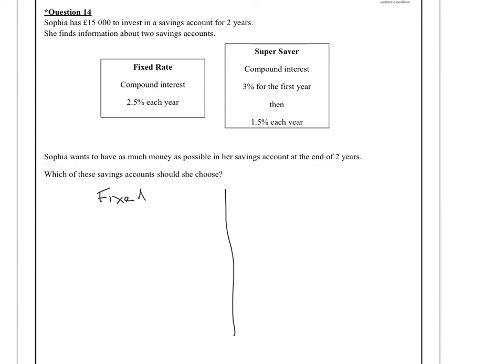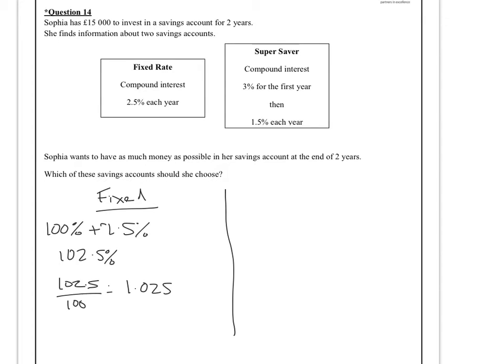So if we have a look at the fixed rate account, there's a 2.5% increase each year. We need to work out what our multiplier is going to be for this. There's an increase, so we start with our 100% and then we add on 2.5%, and that gives us 102.5%. So each year we're going to get 102.5% of what we had the previous year. Turn that into a decimal multiplier. That's 102.5 divided by 100, which is 1.025, and that's going to happen for 2 years.